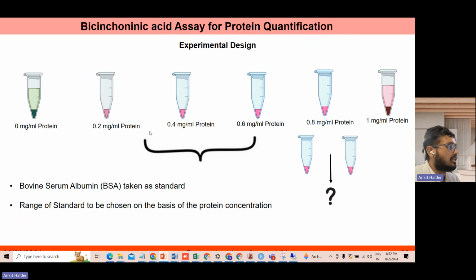So this is the standard concentration. We will take the standard concentration in the range within which we predict that our sample falls. So please listen to these words very carefully.